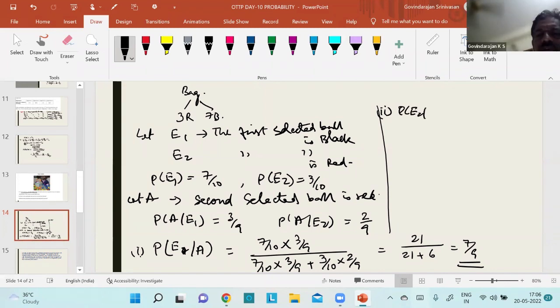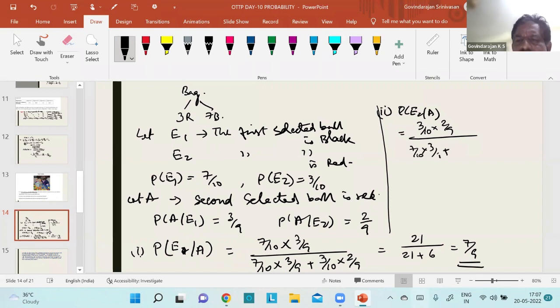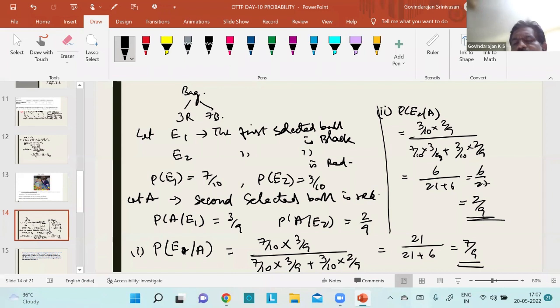So probability of E2 given A is equal to probability of E2, which is 3 by 10, into A given E2, which is 2 by 9, divided by the same 7 by 10 into 3 by 9 plus 3 by 10 into 2 by 9. So we take 6 divided by 21 plus 6, so 6 divided by 27, that is 2 by 9. The answer is 2 by 9. Second subdivision is 2 by 9, first subdivision is 7 by 9 is the required probability.